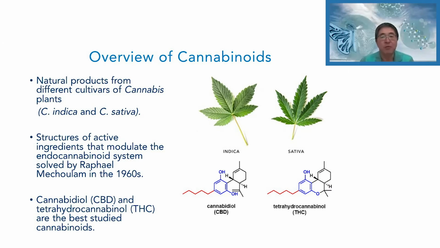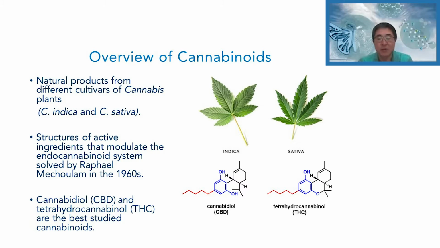So let me give a brief overview of the molecules of interest for this talk. We're interested in the cannabinoids. These compounds, of course, do not require too much introduction, but very briefly, these are psychoactive natural products produced from different cultivars of cannabis plants, including indica and sativa. The structures of the active components of these recreational plants were elucidated in the 1960s, and are shown here as cannabidiol, CBD, and tetrahydrocannabinol, THC.